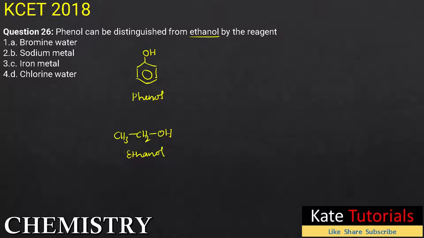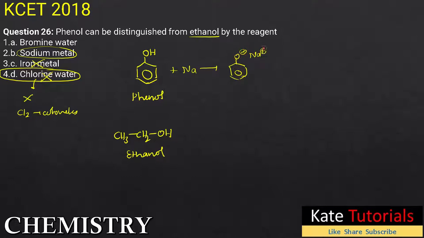So how can we distinguish both? Chlorine water, option D, we can't distinguish with it, because chlorine water is colorless, so this is not the option. Iron metal, nothing it can do with both the reagents. Sodium metal: if I treat phenol with sodium, it will react and form sodium phenoxide, and ethanol will also react with sodium and form CH3CH2O minus Na plus. It is a strong base, so both will react, so we can't distinguish. So B is not the option, C is not the option, D is not the option.